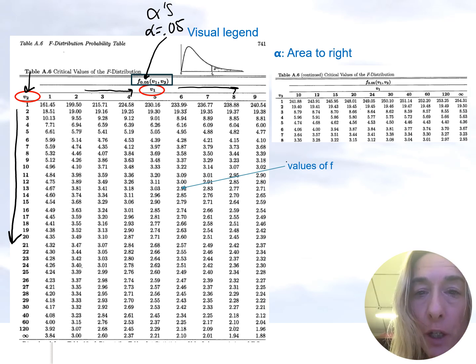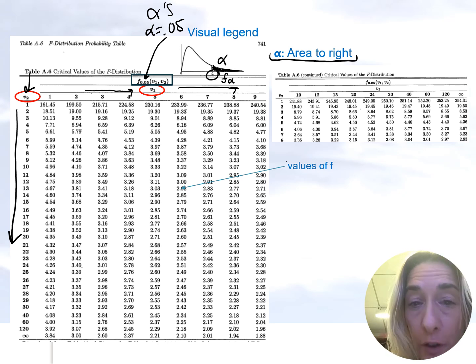Let me draw your attention to the visual legend. Hard to see, but F sub alpha is your critical value that sits along the x-axis. The area to the right of it under the curve is alpha. So alpha refers again to the area to the right of the critical value.